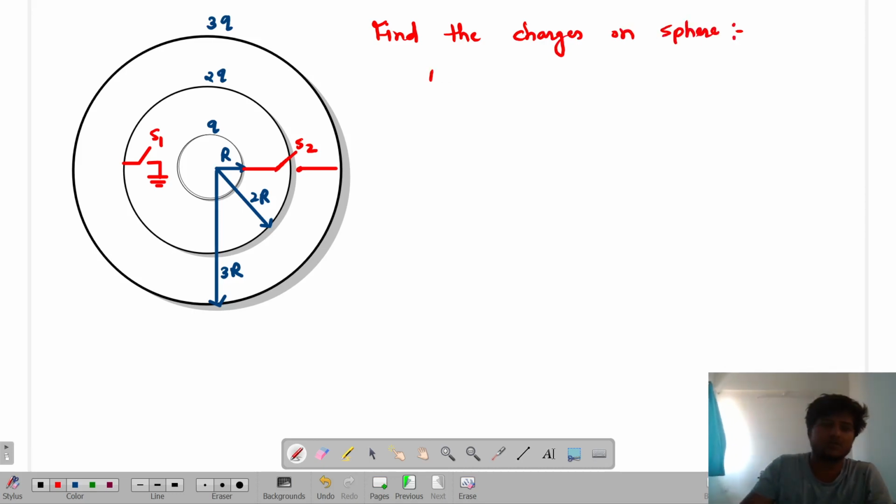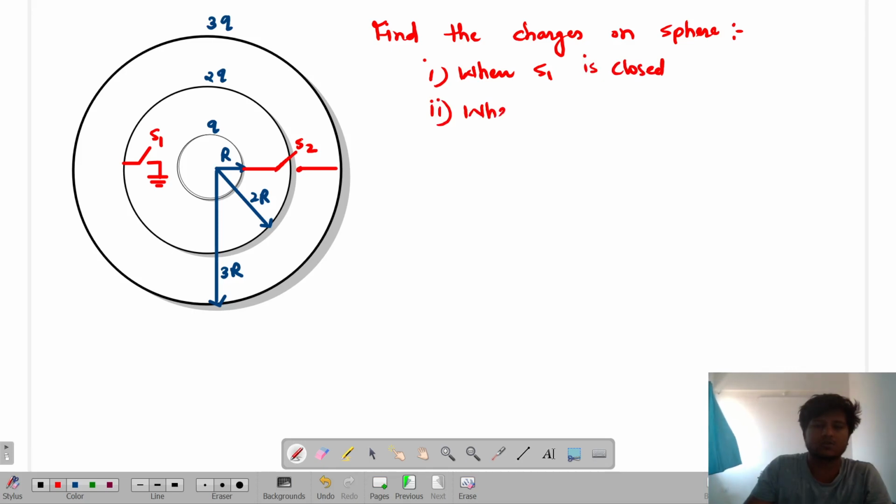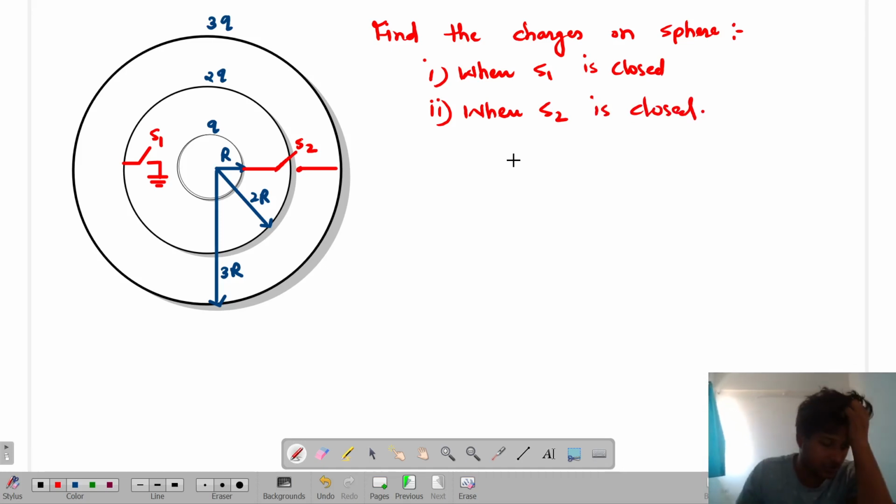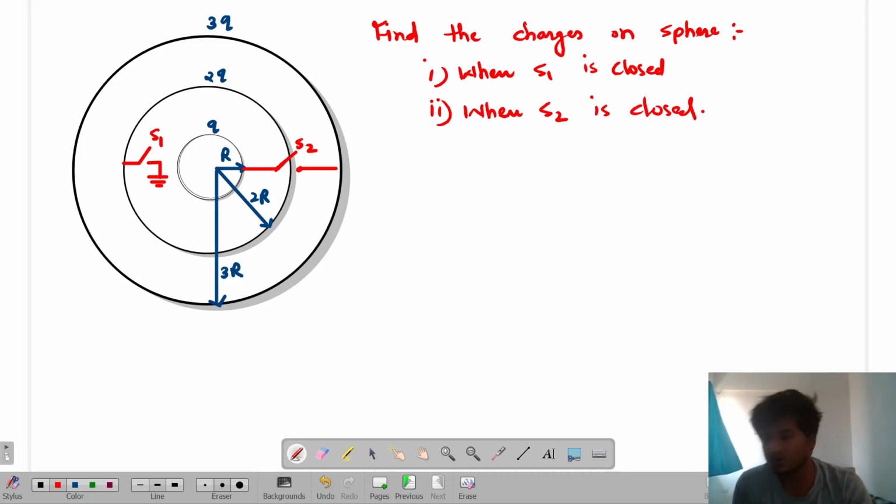In the first question, when S1 is closed. Second question, when S2 is closed. And the third question, which I didn't even know the answer to, is when both S1 and S2 are closed. That will be your homework. I don't know even the answer. There is no Google answer also. So let us try S1 and S2, but the third will be your homework. But try these two.